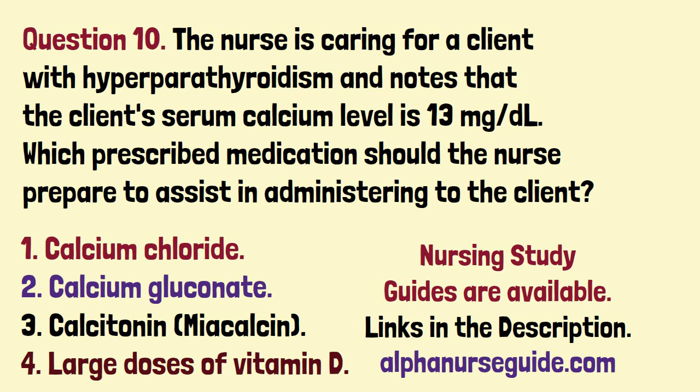The correct answer is 3. Calcitonin. Rationale: the normal serum calcium level is 8.6 to 10.0 milligrams per deciliter. This client is experiencing hypercalcemia. Calcium gluconate and calcium chloride are medications used for the treatment of tetany, which occurs as a result of acute hypocalcemia. In hypercalcemia, large doses of vitamin D need to be avoided. Calcitonin, a thyroid hormone, decreases the plasma calcium level by inhibiting bone resorption and lowering the serum calcium concentration.